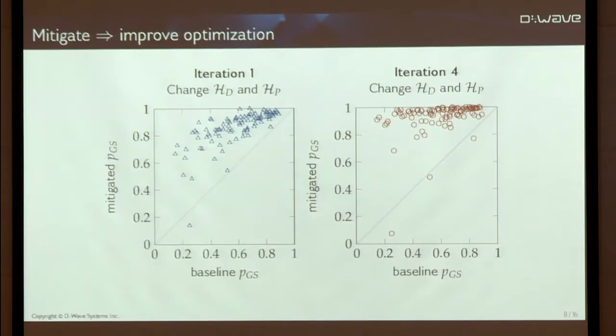And you can see that this is the baseline success probability. You have a reasonably even smear between 90% and 15% for these 100 instances. And you get a systematic improvement of the success probability when you mitigate. And it goes even higher for most of the instances when you mitigate 4 times.